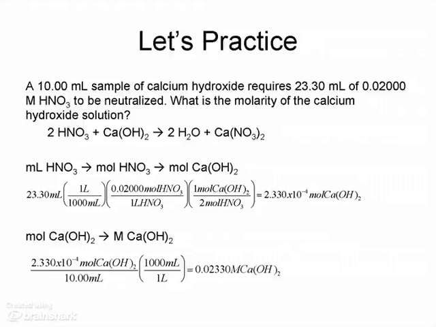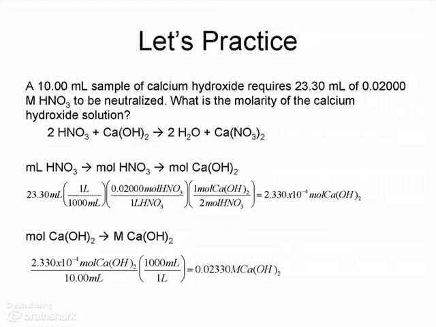So if we have a 10 milliliter sample of calcium hydroxide, and we know that it requires 23.30 mL of 0.02 molar nitric acid to be neutralized, what is the molarity of the calcium hydroxide solution? So as before, we need to write a balanced equation for this reaction. So we have 2 HNO3 plus calcium hydroxide gives us 2 water molecules and a calcium nitrate. So we see that for every mole of calcium hydroxide that we have in solution, we need 2 moles of nitric acid to neutralize it.